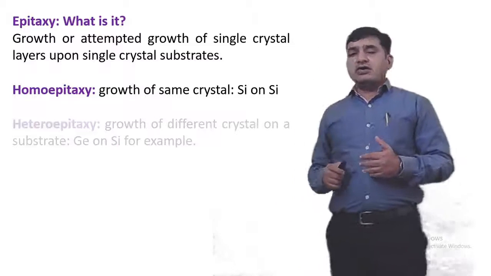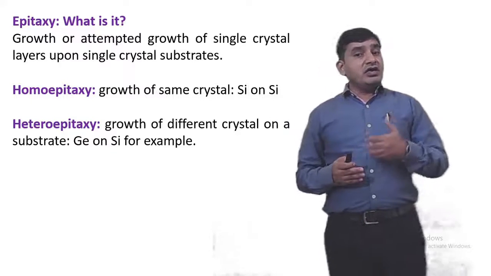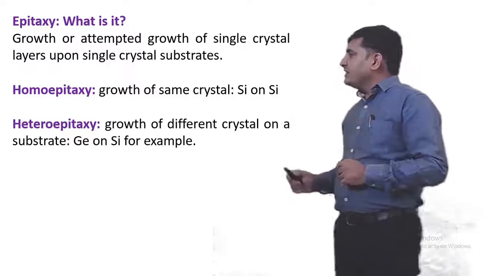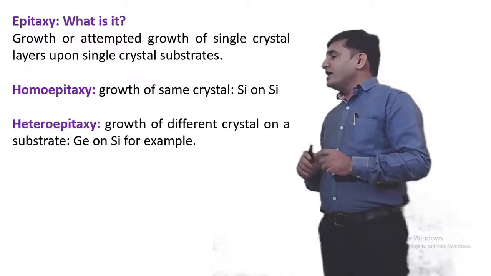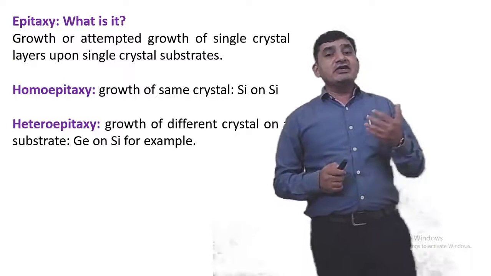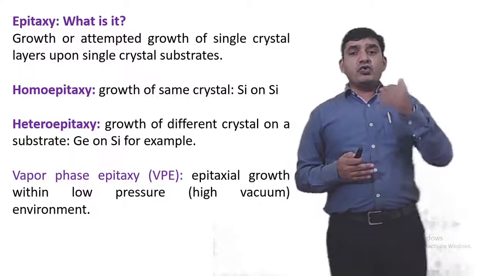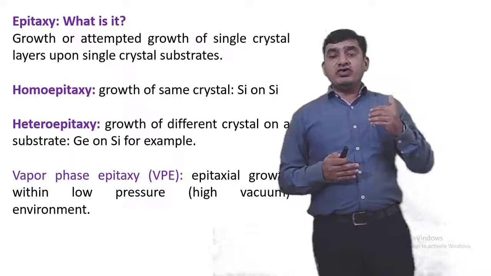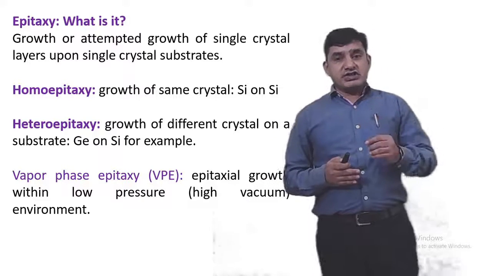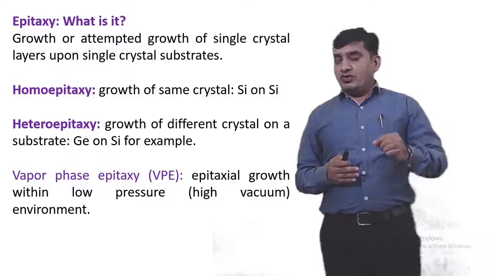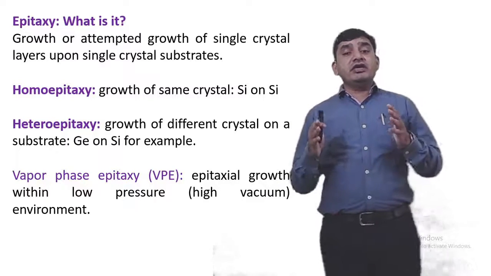Second is heteroepitaxy, in which a different crystal is grown on a substrate. When germanium is deposited on a silicon substrate, the epitaxy is heteroepitaxy. Then there is vapor phase epitaxy, in which the epitaxial growth takes place in a low pressure or high vacuum environment. The pressure is very low, about 10 raised to minus 10 torr.